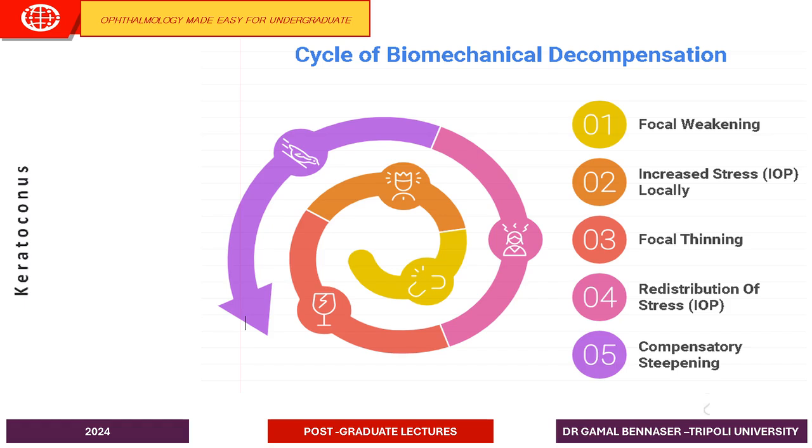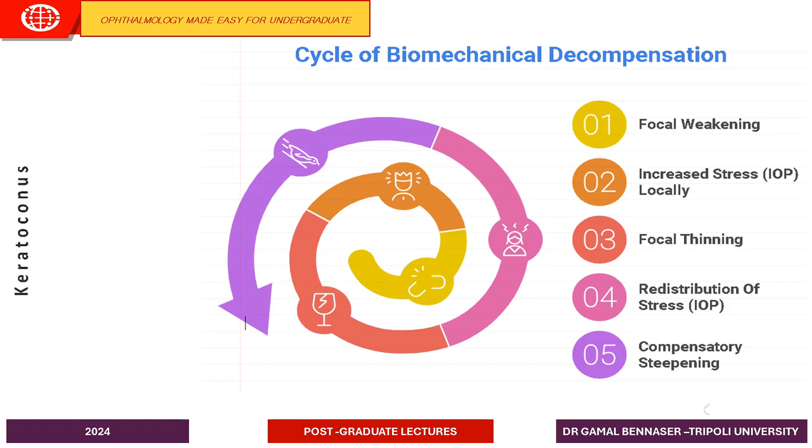And hence, if we want to establish a screening for ectatic diseases or for keratoconus, we should concentrate on the early detection of the biomechanical changes of the cornea, so that we can determine in early stages the susceptible cases of keratoconus, so that we can establish early treatment or even prevention of the occurrence of keratoconus, and also determine those patients who are at risk for any corneal refractive surgery and exclude them from doing that. So the principle of the cycle of biomechanical decompensation starts with an initial focal weakening.